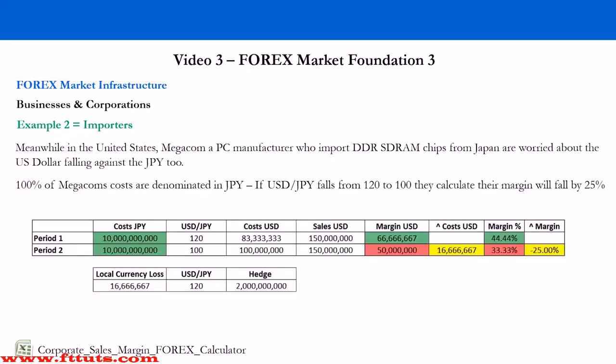So these guys are importing the chips from Japan, and they're actually paying for the chips 100% denominated in Japanese yen. And they're worried that if the dollar falls against the yen, then they're going to be in a position where they basically get less purchasing power for their imports. So they're going to be in a position where they end up buying fewer chips or getting less for their money. So if the dollar-yen rate falls from 120 to 100, they think that their margin could fall by up to 25%. And we have the numbers here.